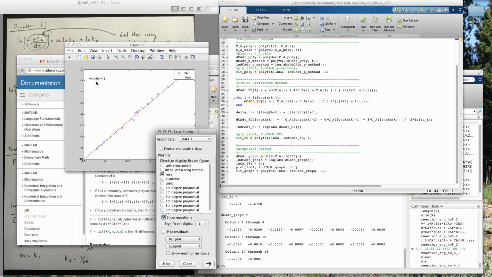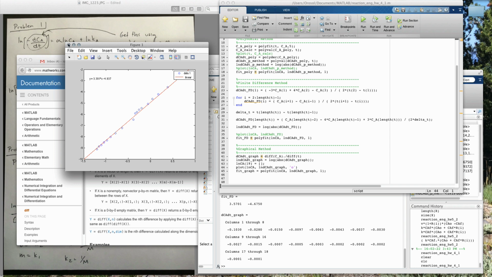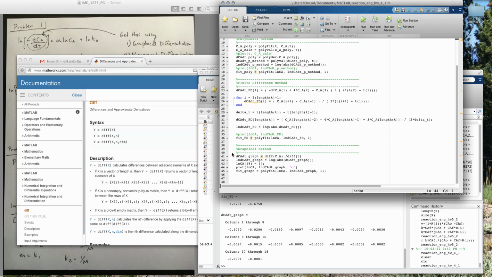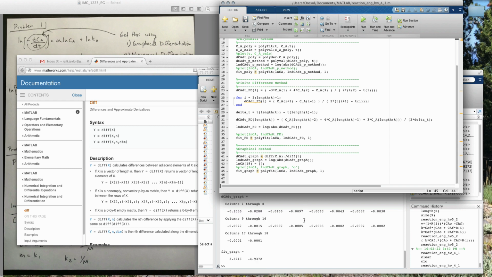So Tools, Basic Fitting, and then I just chose linear, and then Show Equation, and then you can get some more significant figures. This is what you get for that. But you don't have to plot it. You can just do what I did here, where I have the polyfit, and this polyfit does the same thing I just did on the graph. I'm saying fit the data ln of Ca to ln dCa/dt, and then 1 for linear regression.